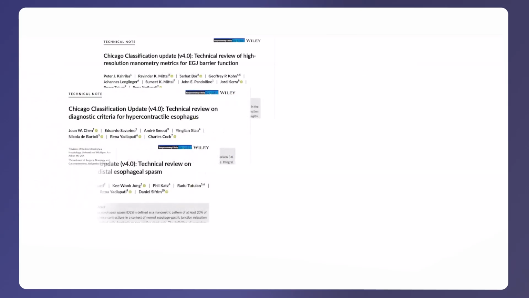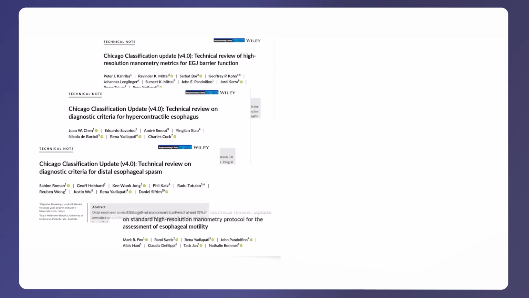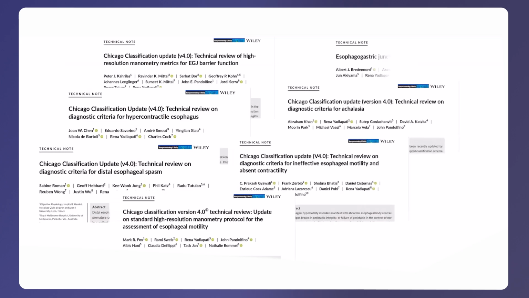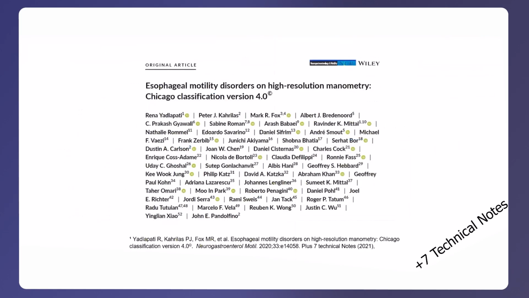They went on to publish 7 subsequent technical review notes throughout 2021, each focusing on a different diagnostic classification. The review articles present a discussion and details to support the main article. Each is a wonderful resource for the interpreting physician.